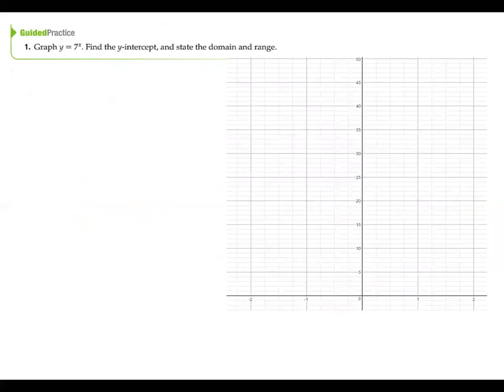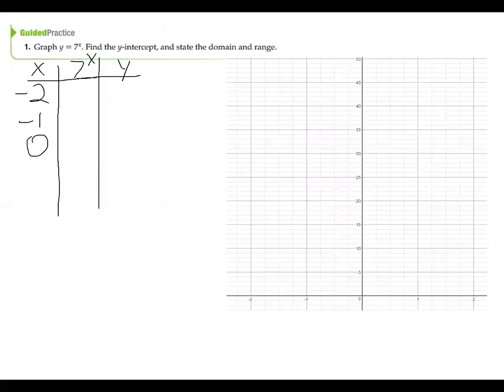Okay, we're back. So first thing we got to do is make a table. Put in x, 7 to the x, and then the y value. So I'm going to put in -2, -1, 0, 1/2, 1, and 2.